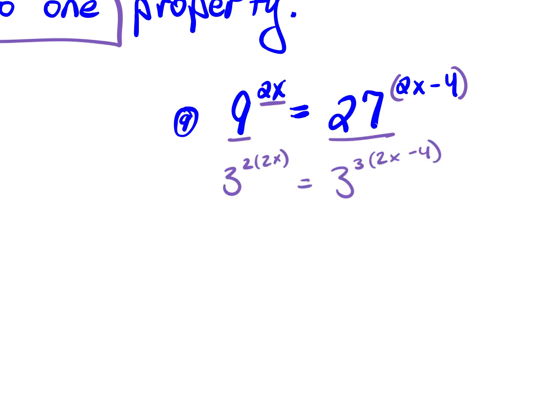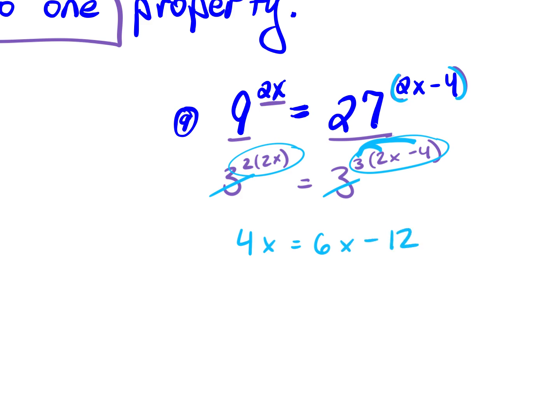When we cross these off, because we have the same base now, and we set our exponents equal to each other, we're going to end up distributing that 3. So make sure you put it in parentheses when you have 2 terms. So 2 times 2x would be 4x equals, here I need to distribute. So we've got 6x minus 12. I'm going to subtract 6x, move my x's to the left side. So we have negative 2x equals negative 12. Divide by negative 2. So x equals 6.